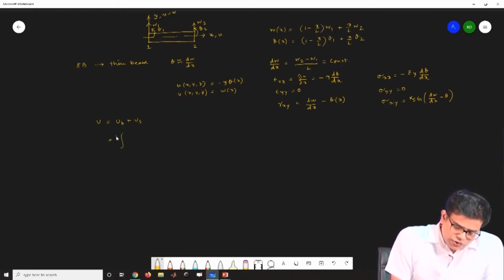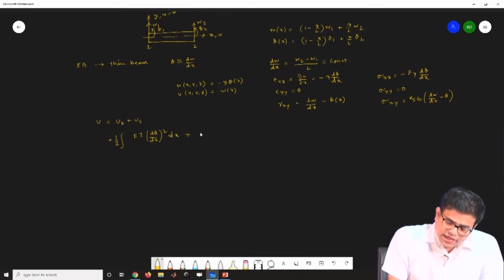So, we also studied that this is half EI into (d theta/dx) whole square. That is your bending strain energy. And what is the shear strain energy? Shear strain energy is again Ks G A by 2, integral 0 to L, (dw/dx minus theta) whole square dx.